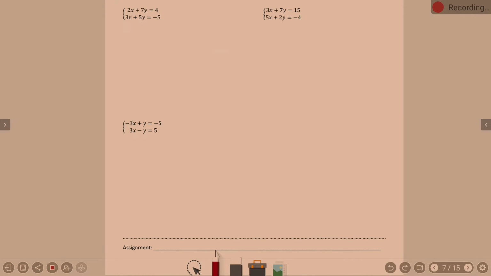Next one, what would you like to eliminate now? 2x plus 7y equals 4. 3x plus 5y equals negative 5. The y's? Yeah. Why the y's? Because the one that's on top is bigger than the one that's on bottom. Interesting thoughts.